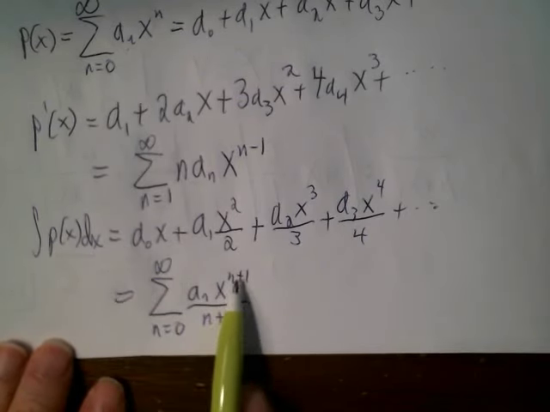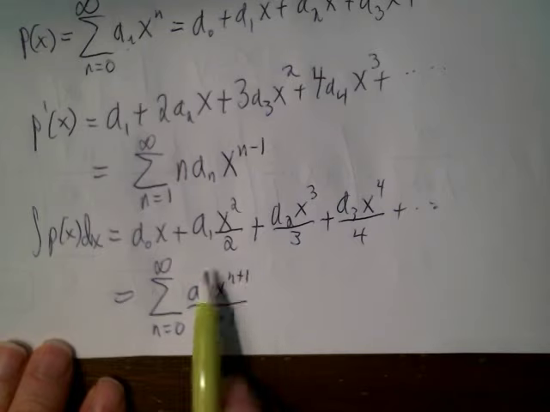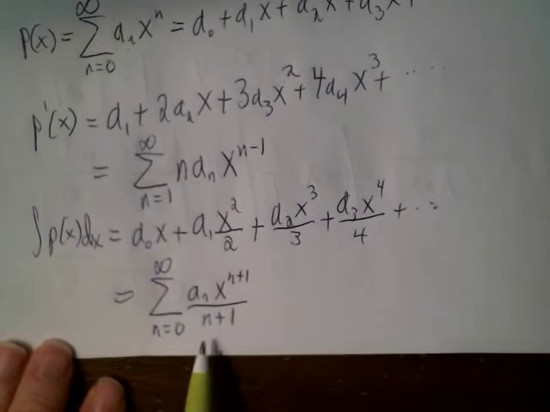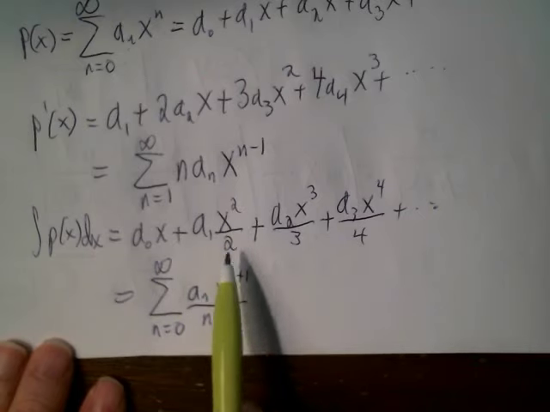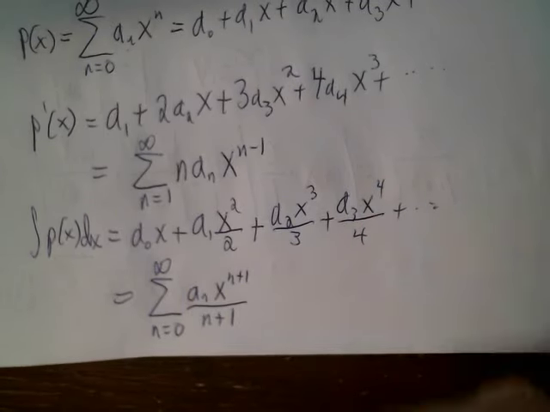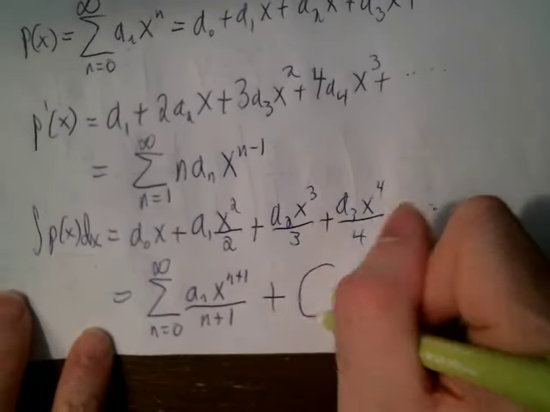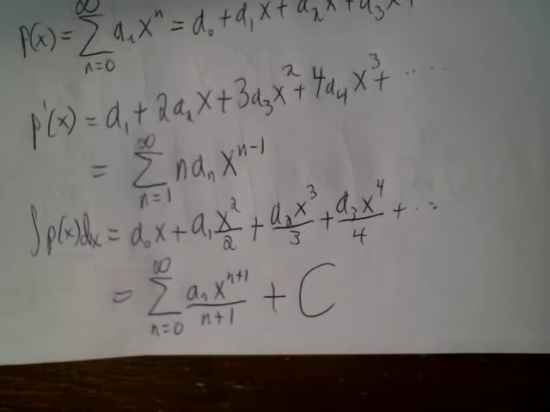A sub 0 x to the 0 plus 1 is 1, so I got x to the 1, and then it's all over 1. And then the next one, plug in 1, I get a sub 1, x to the 1 plus 1 is 2, so that worked. N plus 1, 1 plus 1 is 2. Okay, so it's working. One little issue, you do kind of technically have to put in an integration constant there, just to be safe.